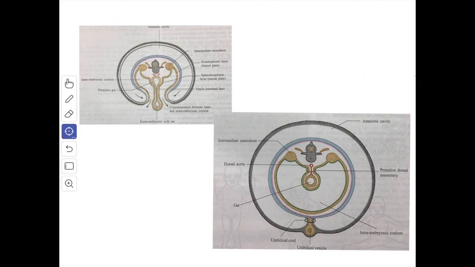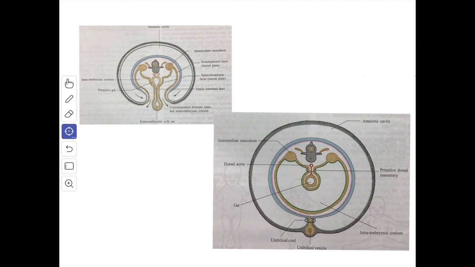Now we'll see what are the derivatives of the gut from the endodermal layer. From the foregut, you get the epithelial lining of the pharynx, esophagus, stomach, duodenum up to the ampulla of Vater and the mucous membrane of the tongue. Then it gives rise to the epithelial lining of the respiratory system, auditory tube and the tympanic cavity. It gives rise to the parenchyma of the tonsil, thyroid, parathyroid, thymus, liver and the pancreas.